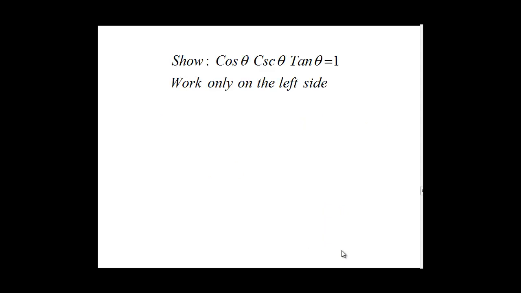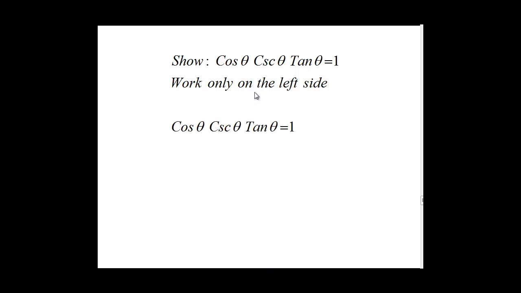Okay, then we get into identities and how to prove things. In this particular case, we're trying to show something. Cosine times cosecant times tangent can all be simplified down to the number 1. Now, when we're working on these, we can only work on one side. So we're going to work on the left side. So I'm going to take my cosine. It doesn't change. Take my cosecant. It will change. And take tangent because it will change. So change each of those using the definition or the identity, however you want to look at it.